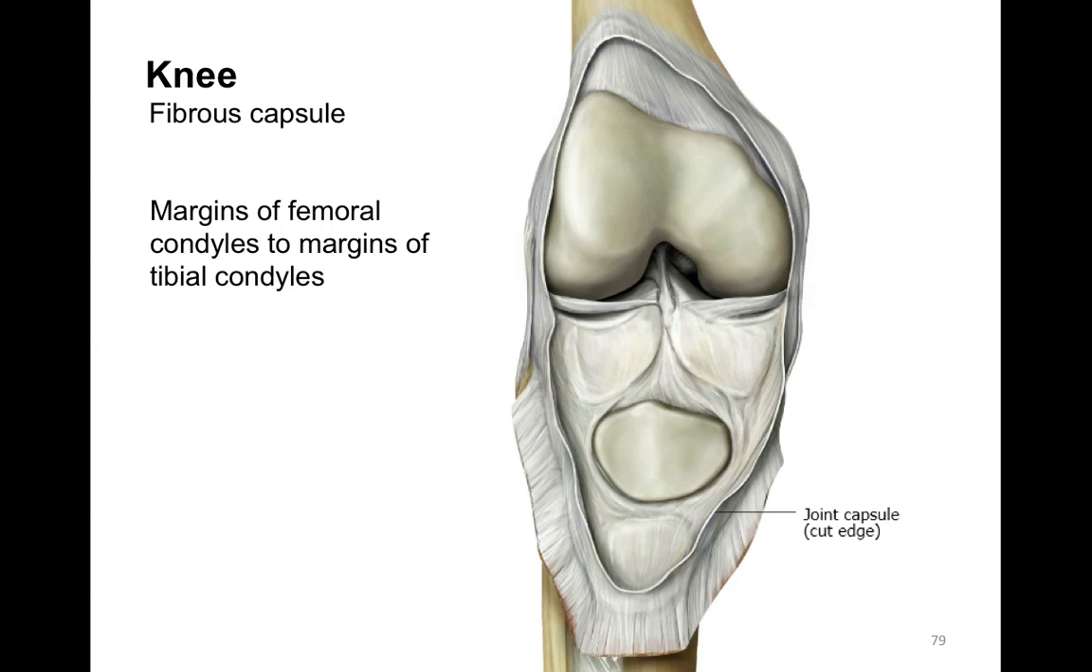Just like the hip, the knee has a fibrous capsule, and the margins of attachment for this fibrous capsule include the femoral condyles as well as the tibial condyles. Now we don't see the tibial condyle margin very well because an inverted U-shaped cut has been made in the joint capsule to flop the patella inferiorly. This just demonstrates that we are now inside the joint space.